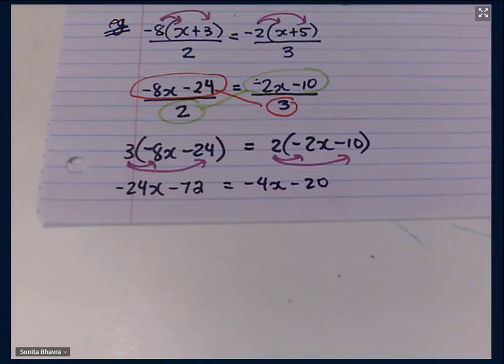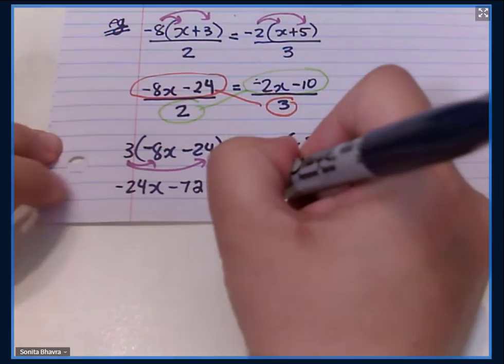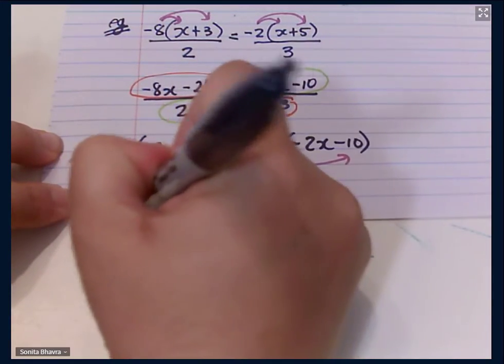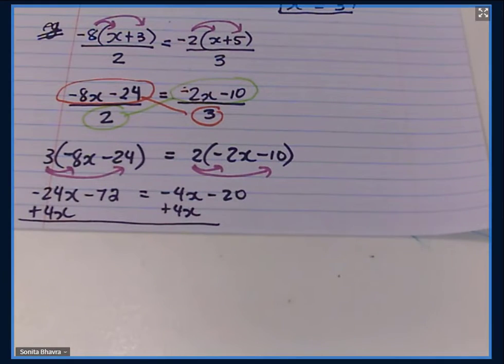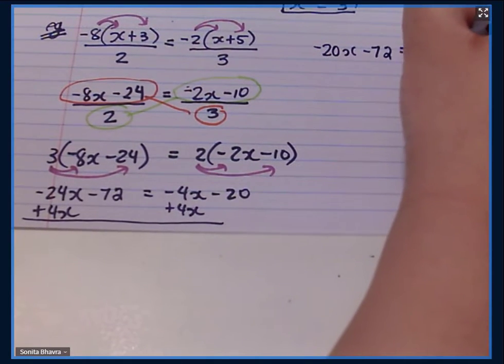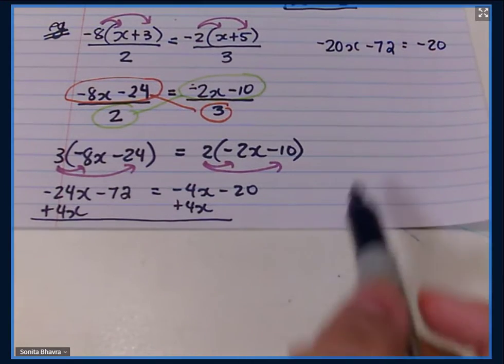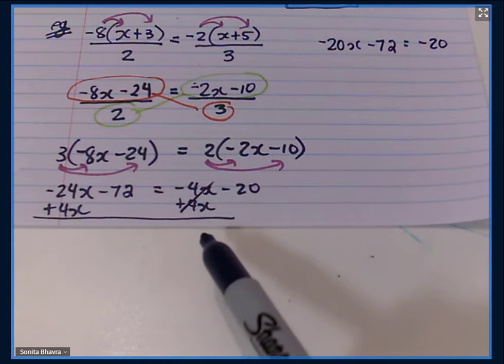After this, we can move our x over to the left-hand side, isolate our x so that we can solve. So we can add 4x to both sides, and it's going to move over to here. So here we have -24 plus 4, which gives me -20x, minus 72 is equal to -20. All right, so we'll just show here that your -4x plus 4x is 0.